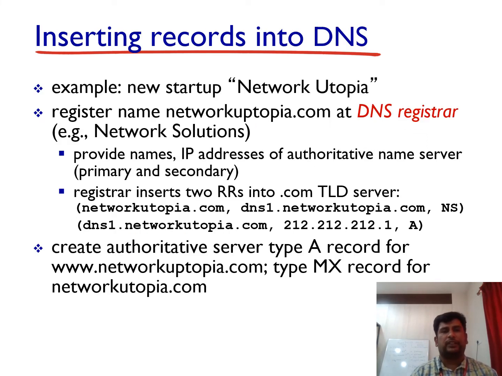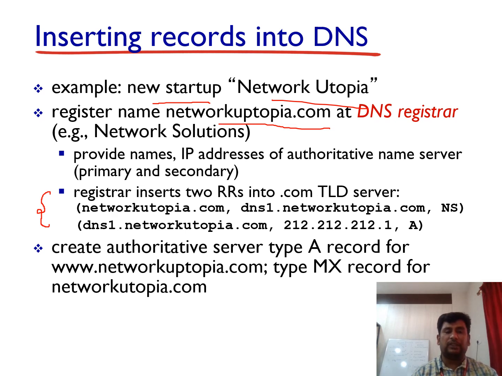So how do we insert records into the DNS system? For instance, there is a new startup called Network Utopia. They register the name Network Utopia with a website called networkutopia.com at a DNS registrar. As we mentioned, for commercial organizations this will be taken care of by Network Solutions. Here they provide the names and IP addresses of the authoritative name servers, and we will insert two different types of resource records.